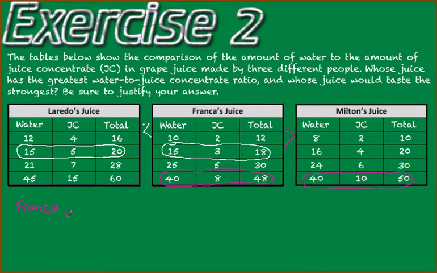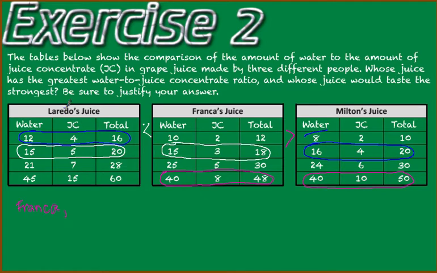Okay, now I have to look at Milton and Laredo. Looking at just the water, we don't have anything here that we can compare that's the same. If I look at the juice concentrate, I have somewhere where both of them use 4 cups of juice concentrate. So we can use that. So let's use blue here. Laredo uses 4 cups of juice concentrate, and Milton uses 4 cups of juice concentrate.